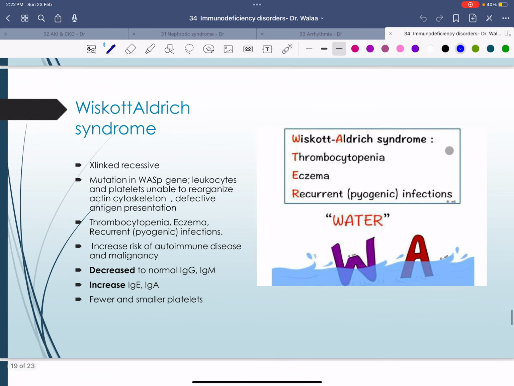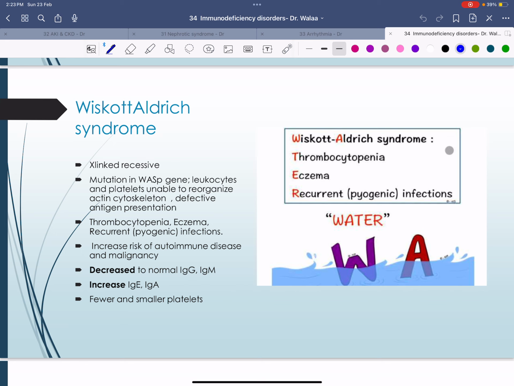Wiskott-Aldrich syndrome. Remember water. W indicates the name Wiskott-Aldrich, and A refers to Aldrich, so WA. T: patients with Wiskott-Aldrich will have thrombocytopenia as part of their hematological manifestations. E: they will have eczema and increased risk of atopies in general, specifically eczema. And they will have recurrent pyogenic or bacterial infections.